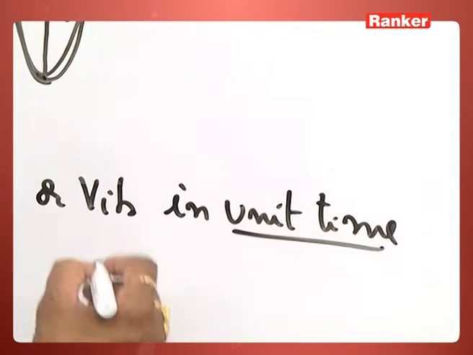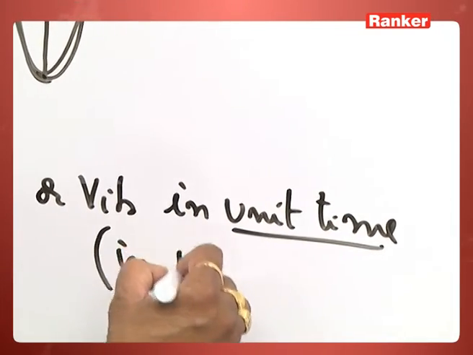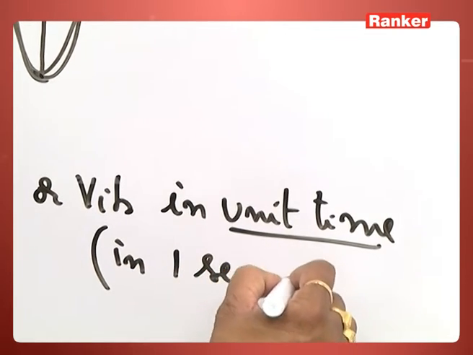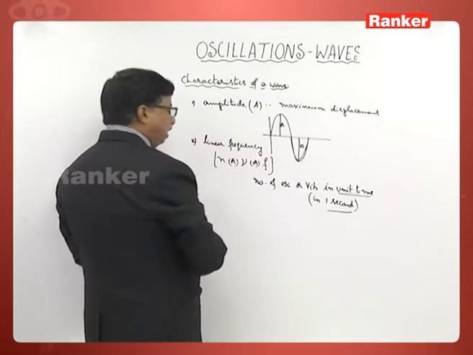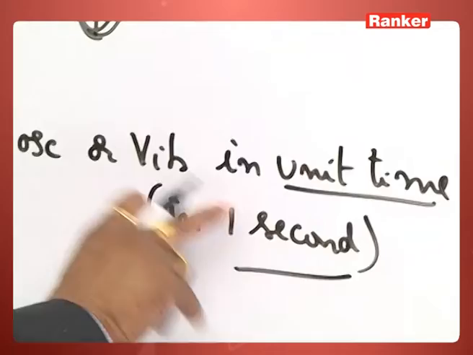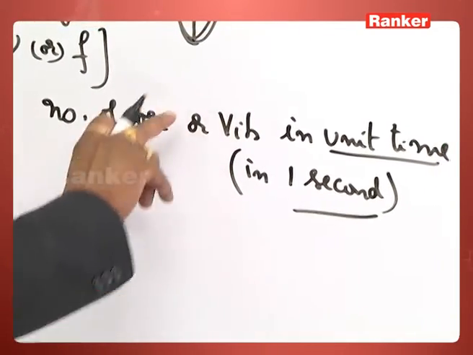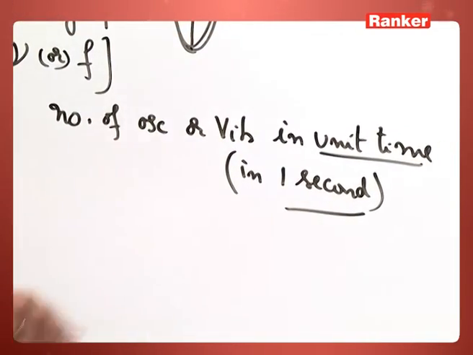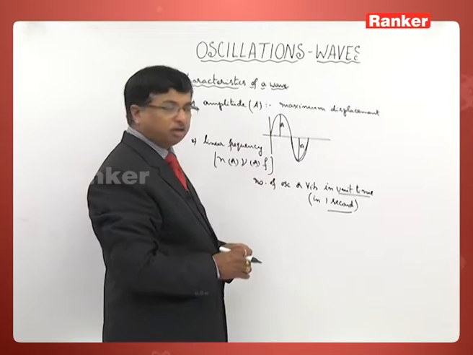What do you mean by this unit time? Simply 1 second, that is the concept. The number of oscillations made by a body in 1 second, or the number of vibrations made by a body in 1 second, is what is called linear frequency.